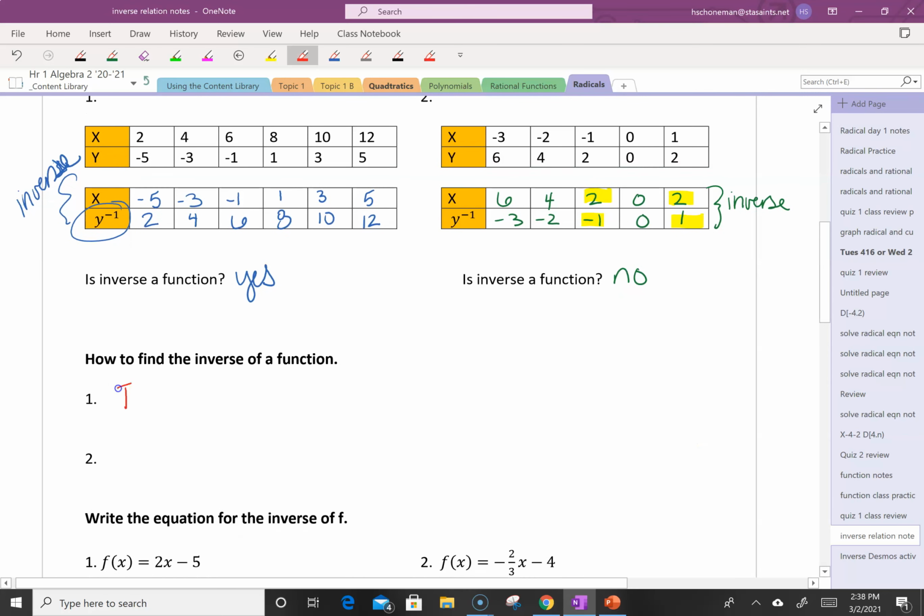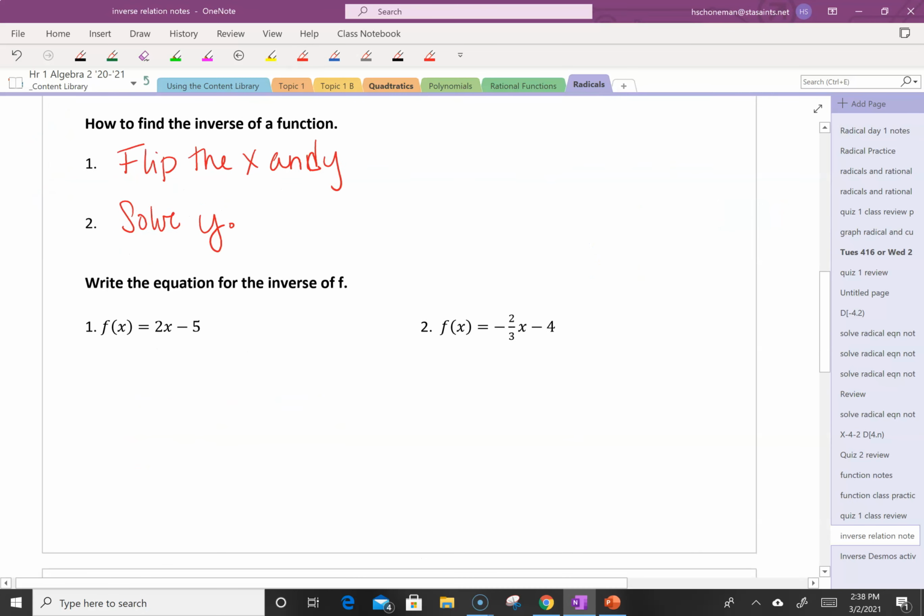So step 1 is to flip the x and the y. And the second thing is to solve for y. Now, when I solve for y, that doesn't mean get an answer like y equals -12. You're just getting that equation in a different form, so it says y equals. So what do I mean by that? Well, let's look at example 1.